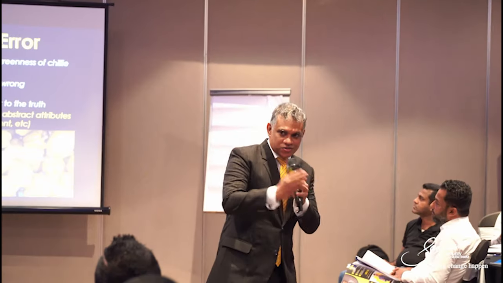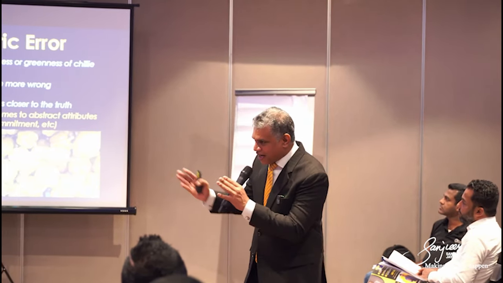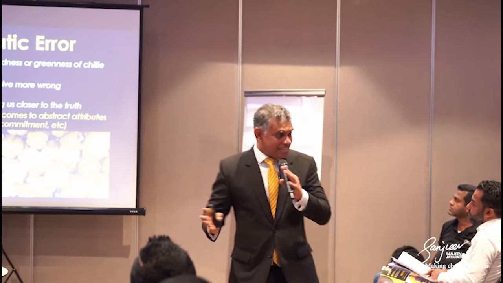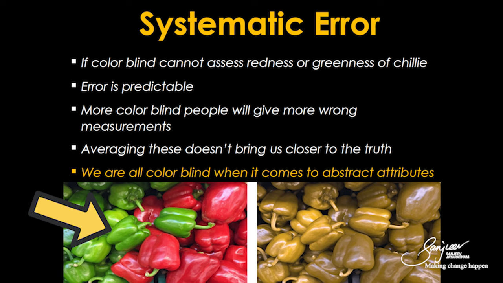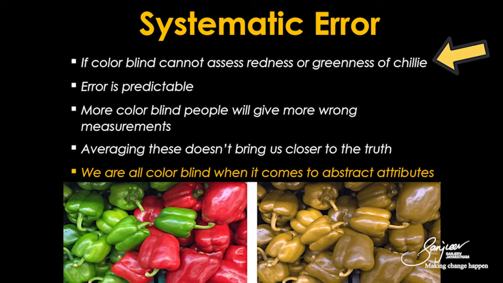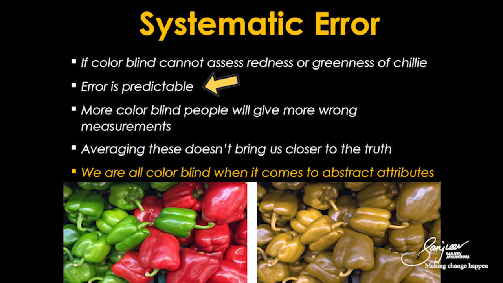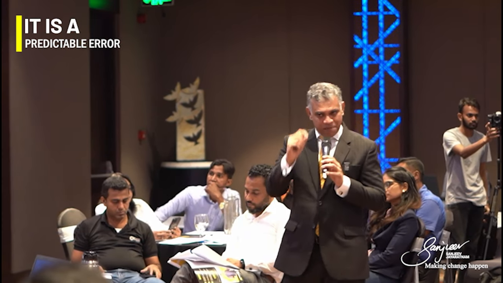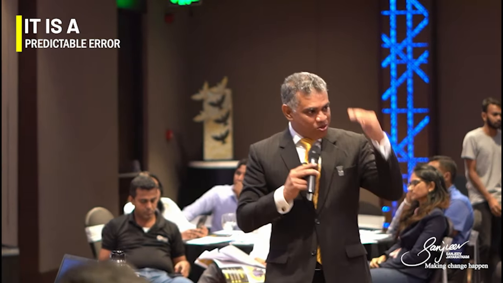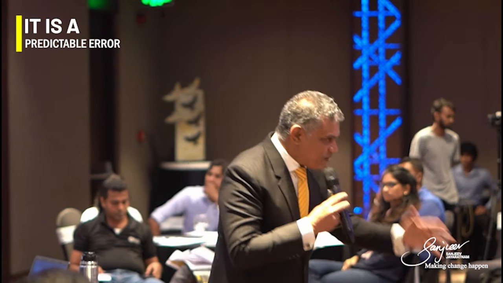Even if we take everything that those colorblind people are saying and put it onto a graph and look at the average, that is still not going to tell us anything about that. Are you all understanding that point? If people are colorblind, they cannot assess the redness or greenness of the chili. So the error of a colorblind person trying to assess this is not random, but predictable. There is going to be an error. It's going to be wrong.